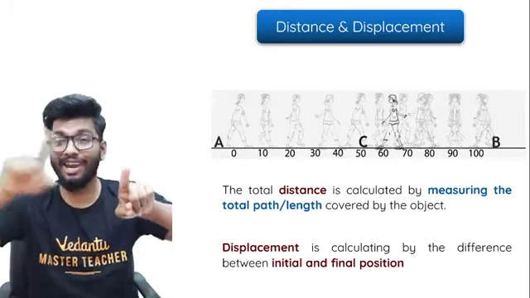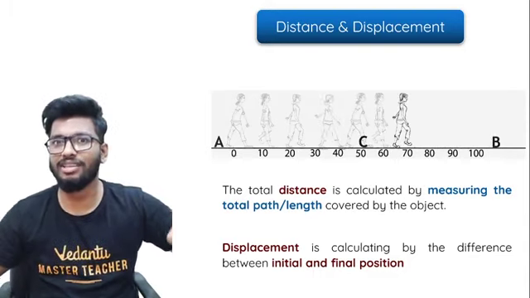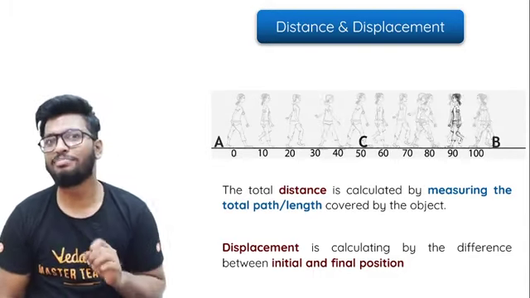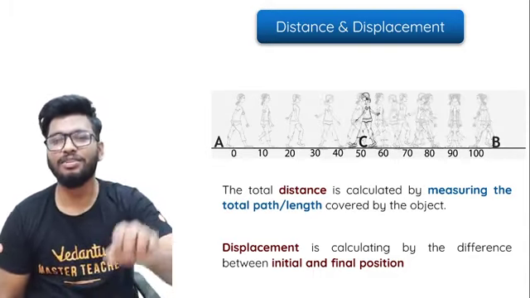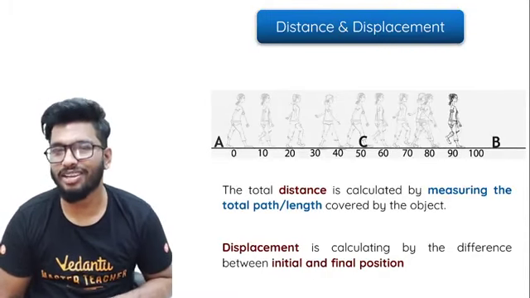He goes all the way from A to B, that is 100 meters. Then from B to C, that's another 50 meters. So 150 meters is the distance traveled. But what is displacement? Displacement is nothing but the final position of the body minus the initial position of the body.